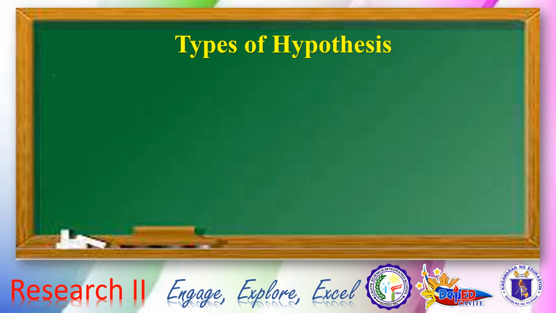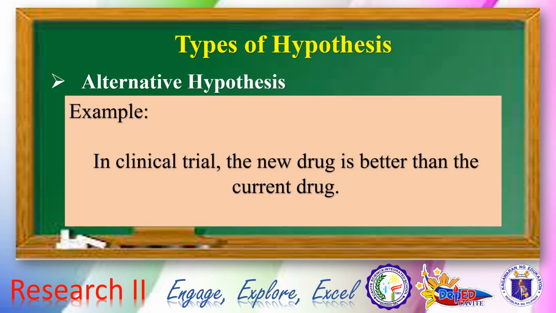So let's see this example. In clinical trial, the new drug is better than the current drug. So, di ba? Very clear. Kanina sa null hypothesis, there is no significant difference. Now, in alternative hypothesis, the new drug is better than the current drug. So, siguro sa clinical trial, tinest yung isang patient with different drugs. So, isa new drug, bagong gawa, and then current drug.